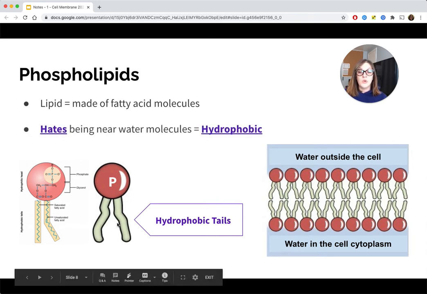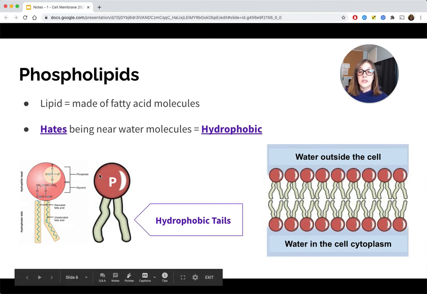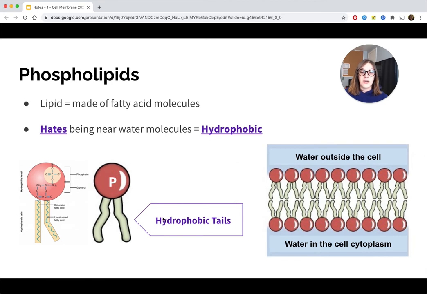This part of the molecule hates being near water molecules, so it is called hydrophobic. Again, hydro meaning water. When you think about phobic, think phobia. For example, some people are phobic of spiders, so that would be arachnophobia. So phobic means fear of or dislike of, and hydro refers to water. So these two tails, think of a balloon having two strings tied to it, are called the lipid tails, and they are hydrophobic. So these are the hydrophobic tails.